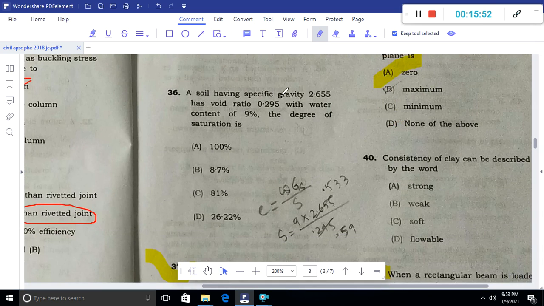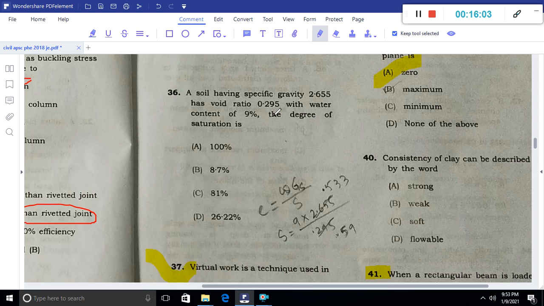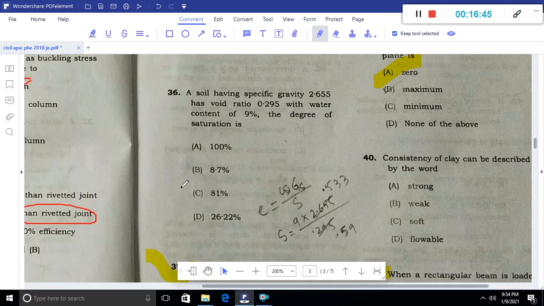Then আমাক সুধিছে degree of saturation. A soil having specific gravity 2.655, water content 9%, and void ratio 0.295. আমাক degree of saturation উলিয়াব লাগে, so we apply the formula S e equal to w Gs. We know the value of Gs is 2.655, and water content 9%. We need the value of degree of saturation. After solving this, we are getting the degree of saturation as 81%.